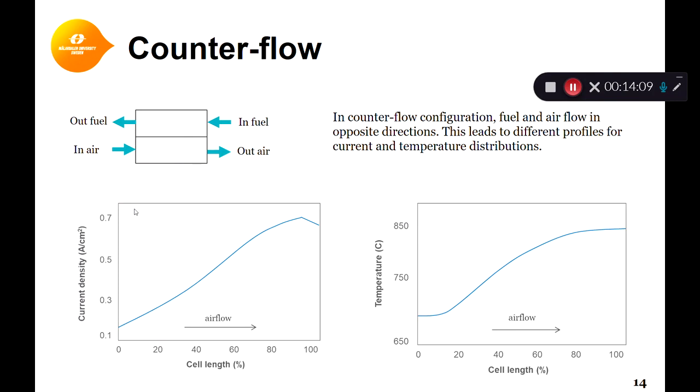So far we have looked at co-flow configuration in which air and fuel flow in the same direction. Another common geometry is the counterflow. In the counterflow configuration, fuel and air flow in opposite directions. And this leads to different profiles for current and temperature distribution. In fact, if we look at the direction of the airflow, the temperature follows the same S-shape increment, but the current is specular compared to the co-flow configuration because the maximum value of current density is at the fuel inlet.